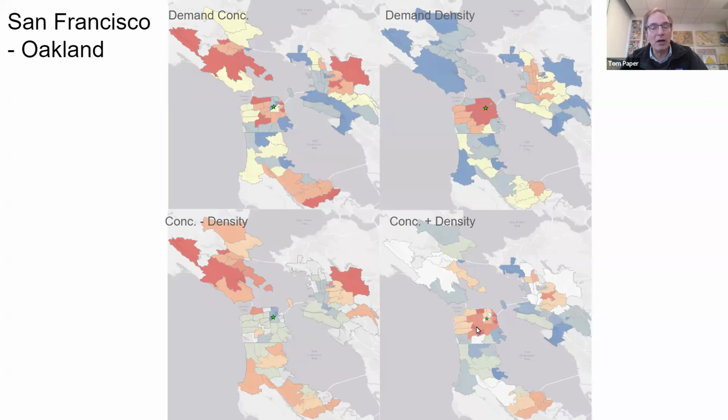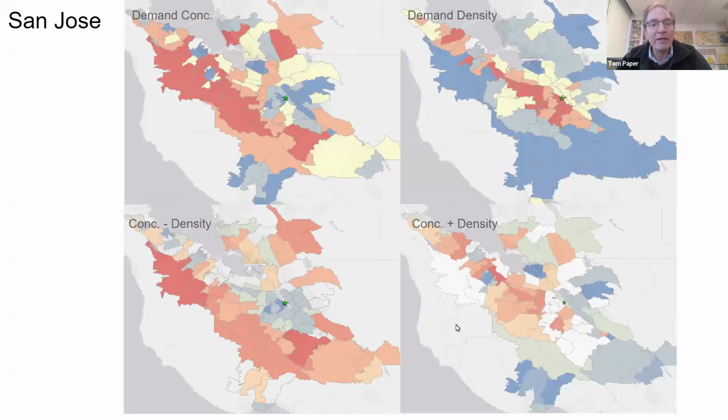Now let's go down to the South Bay in the Bay Area. And here you can see highly concentrated in areas in the hills, Palo Alto, and even down into San Jose. The density occurs really in the areas along 101 in the peninsula. The star is San Jose. So now, if you look at concentration minus density, you can see the hills where things are concentrated and not dense. And then if you add them together, you can see around Stanford some interesting things.